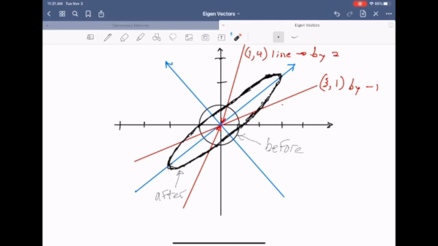So what we've done here, we've pivoted the original coordinate system, and then we've stretched this original unit circle to become an ellipse.